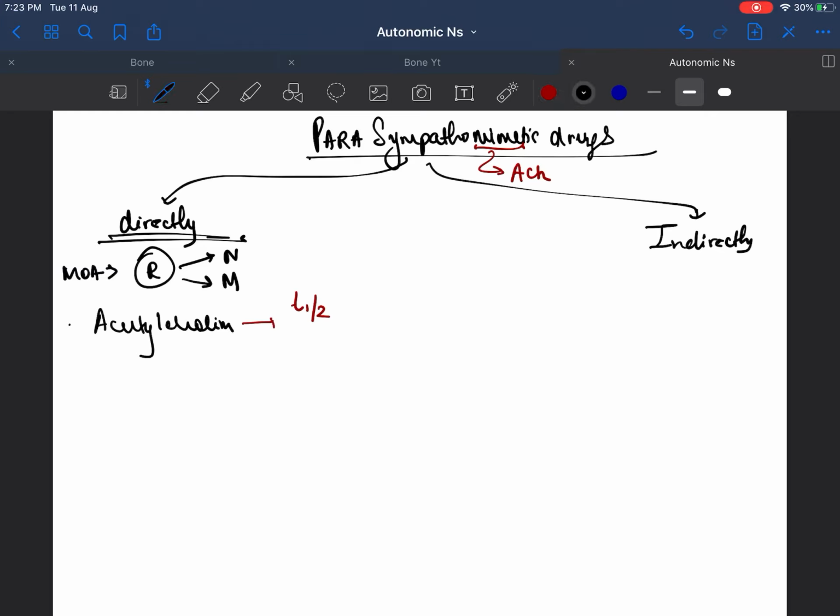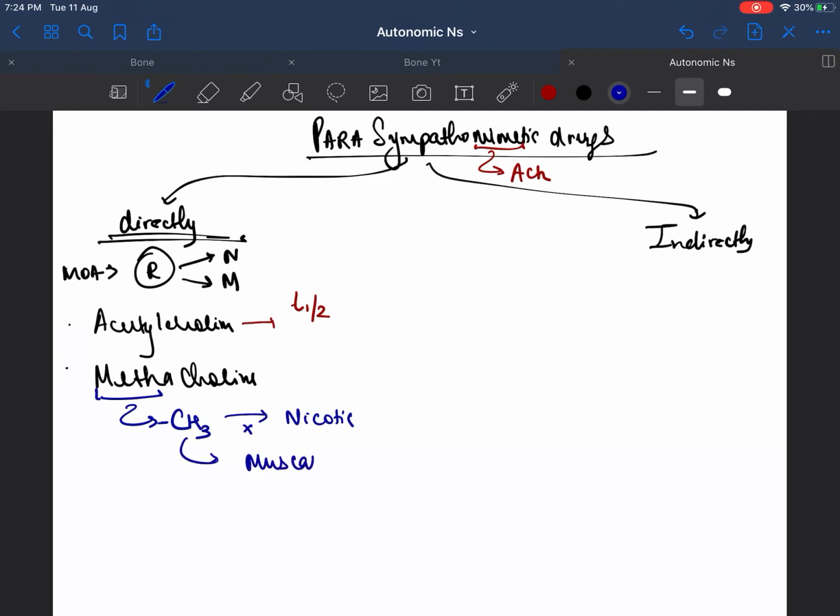So what were the other drugs that were made? First, we had the formation of what? Methacholine. Easy to understand. Methacholine has what? A methyl group, CH3 group. So there's a golden rule to remember. If your drug has a methyl group, it will never act on the nicotinic receptor. It will only have what? Muscarinic property.